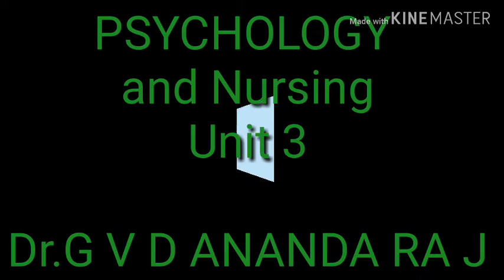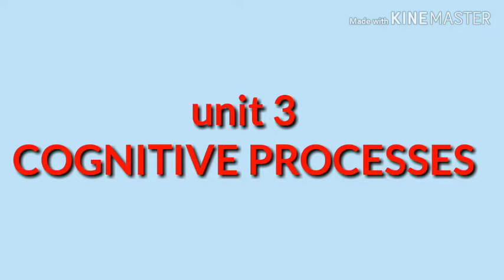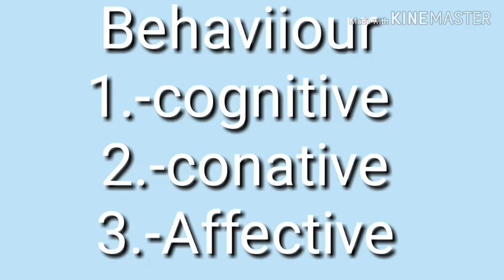Today I am going to explain Unit 3, the third unit of psychology, and that is cognitive processes. If you take behavior, it has three components. Number one is the cognitive processes, which are mental activities. Number two is the conative processes, which are the physical activities, and third one is affective, which are the emotional activities. So in behavior, these three components are present.